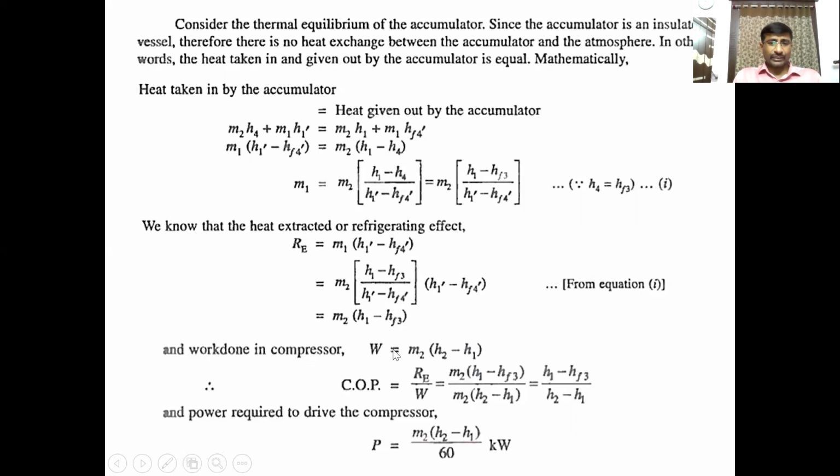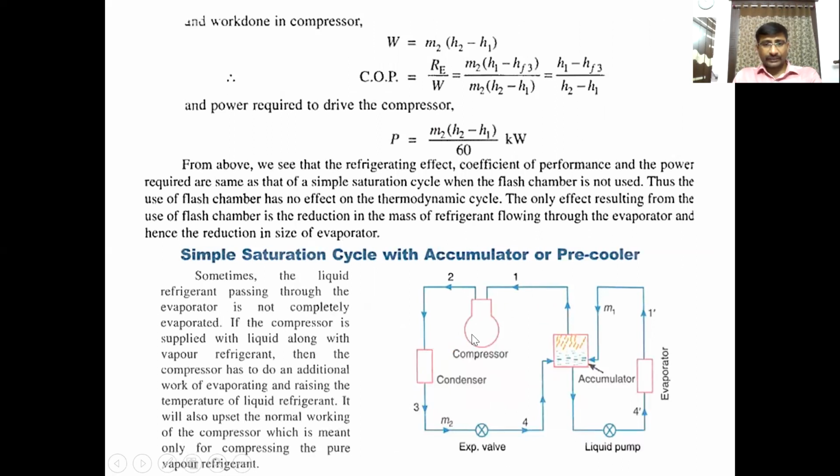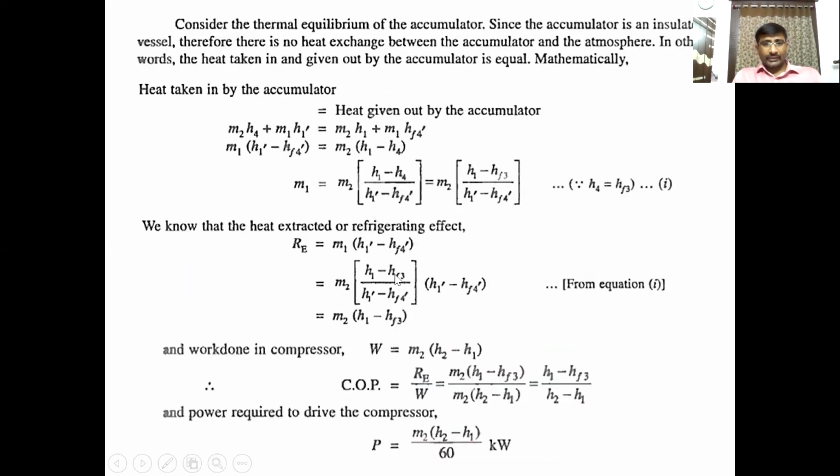And what about the work input to the compressor? The work input depends on how much refrigerant enters the compressor. It is M2 itself. So M2 into H2 minus H1 is the same work input given to the system if the pre-cooler is placed. The work input did not change. Even if we place the pre-cooler, the work does not change and the refrigeration effect does not change, so the COP does not change. So COP is the same as that of the simple saturation cycle even if we place the pre-cooler in the cycle. So what is the use of the pre-cooler here?